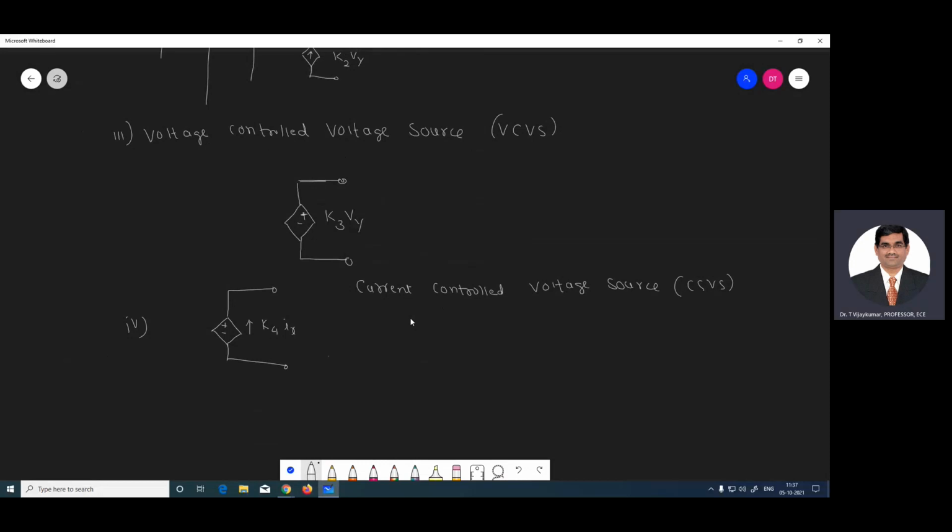What are the four dependent controlled sources? One is the current controlled current source, the voltage controlled current source, the voltage controlled voltage source, and one more, the current controlled voltage source.